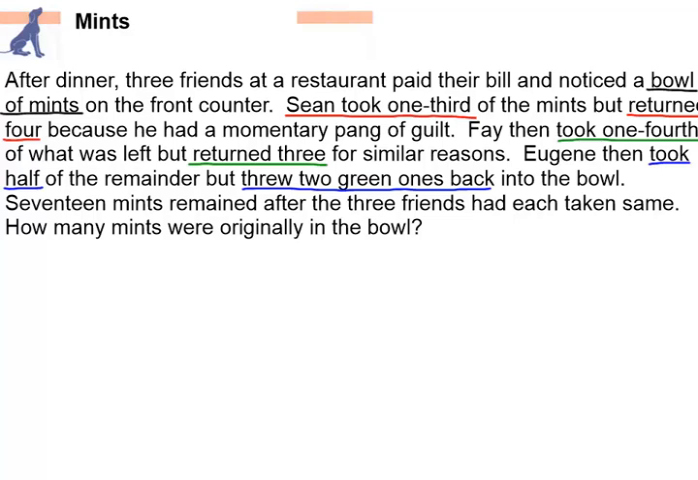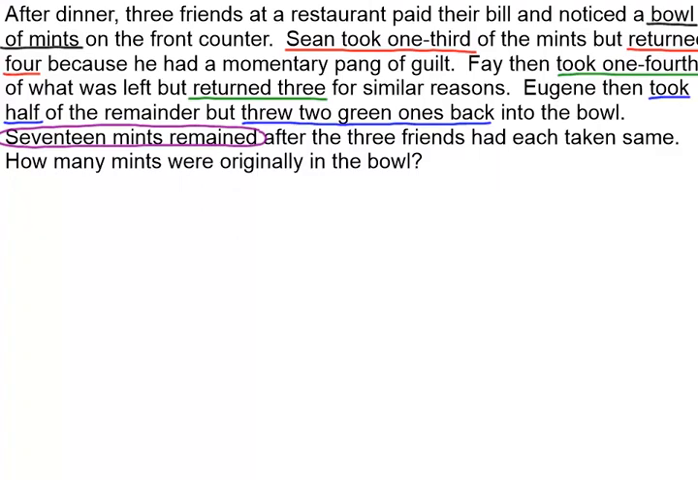So 17 mints remained. I'm going to circle that. So now let's draw out and outline what happened here. So first of all, we have some mints. We don't know how many we have. We have some. Okay. Then Sean took 1/3. So in other words, he took 1/3 of the mints.